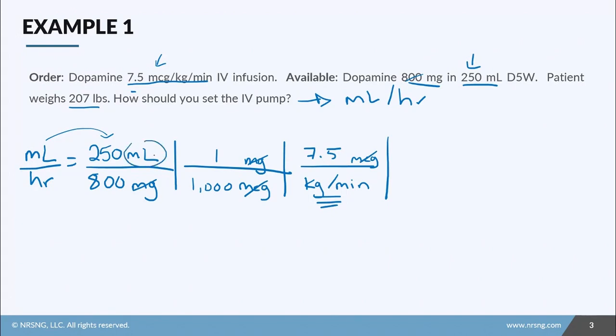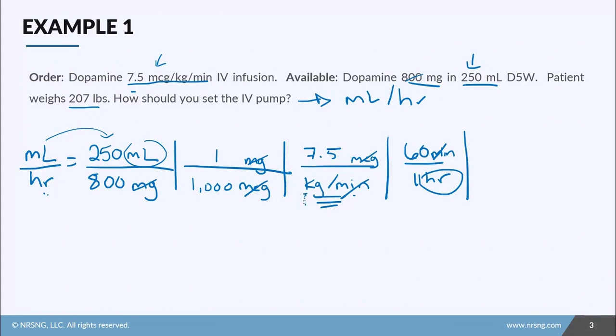Well, we've got milliliters because we started there. We need to get to hours. Well, we've got minutes, so let's do that conversion. 60 minutes in 1 hour. So we can cancel minutes, we have hours, we have milliliters per hour, but we still have this kilograms just hanging out on the bottom.